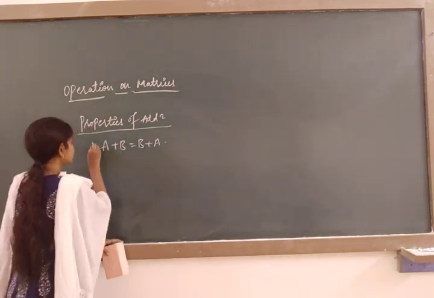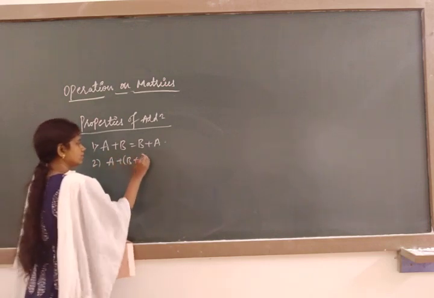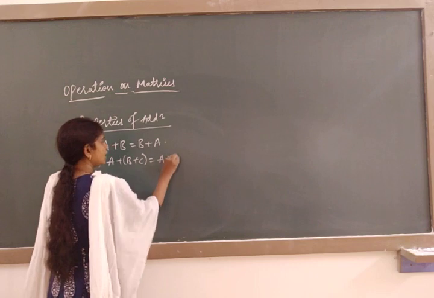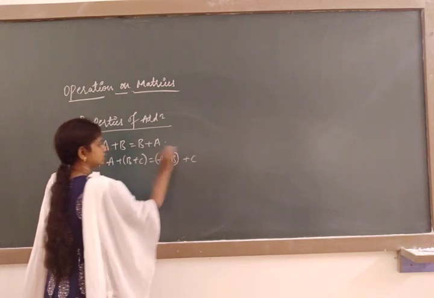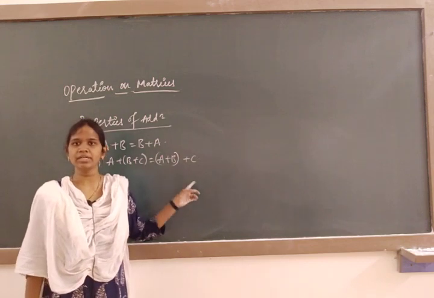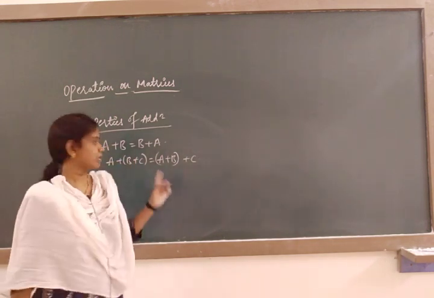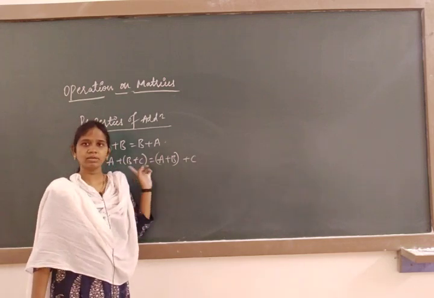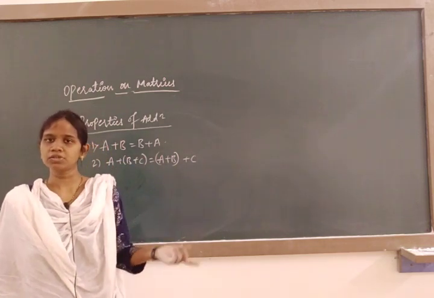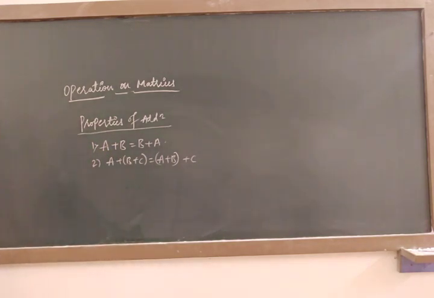Similarly, second one, A plus of B plus C is equal to A plus B of plus C. This property, we have studied in our basic standards, is nothing but the associative law. So addition of matrices is associative. We can call addition of matrices associative. Okay.